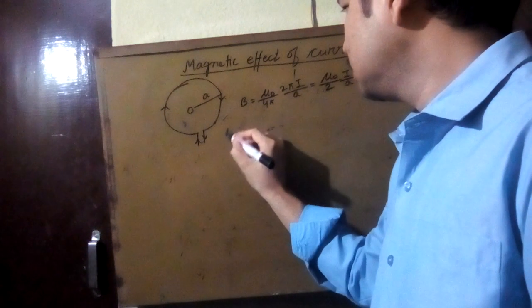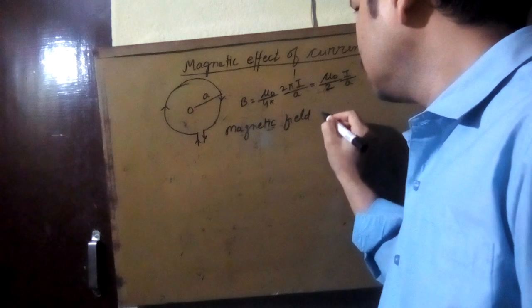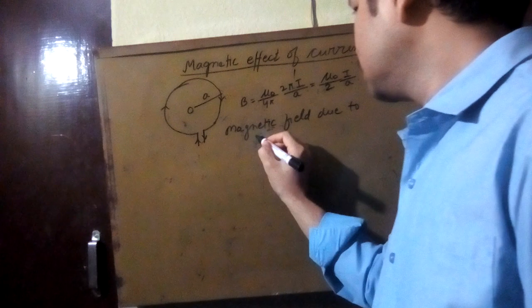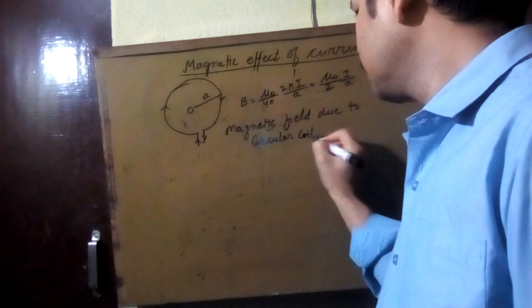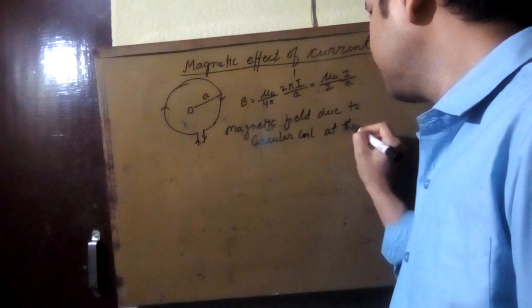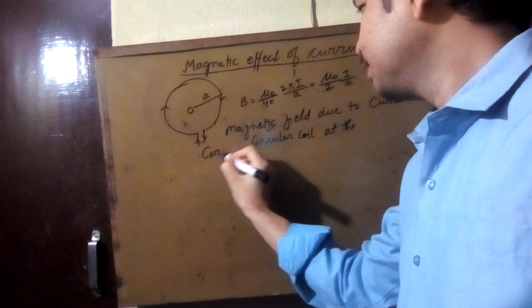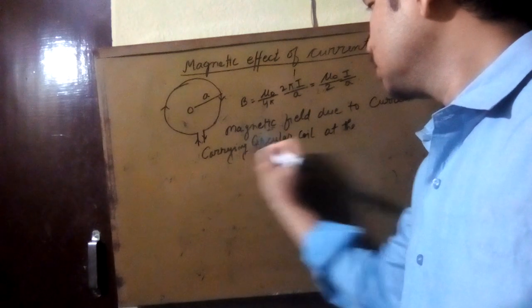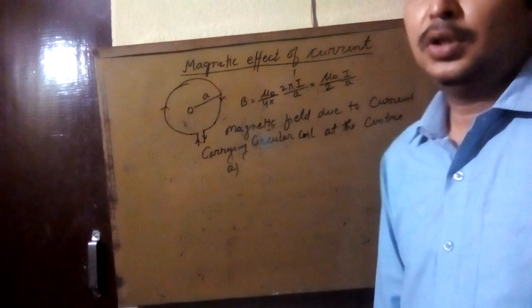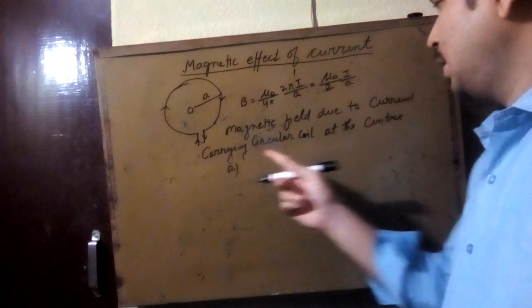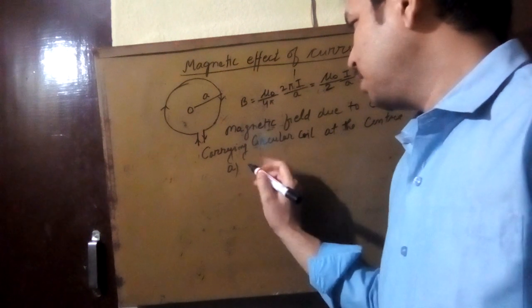So first, the magnetic field due to a current carrying circular coil at the center. So what are the factors? The magnitude of the magnetic field due to a current carrying circular coil at the center. So what are the factors? First, the magnitude of current.